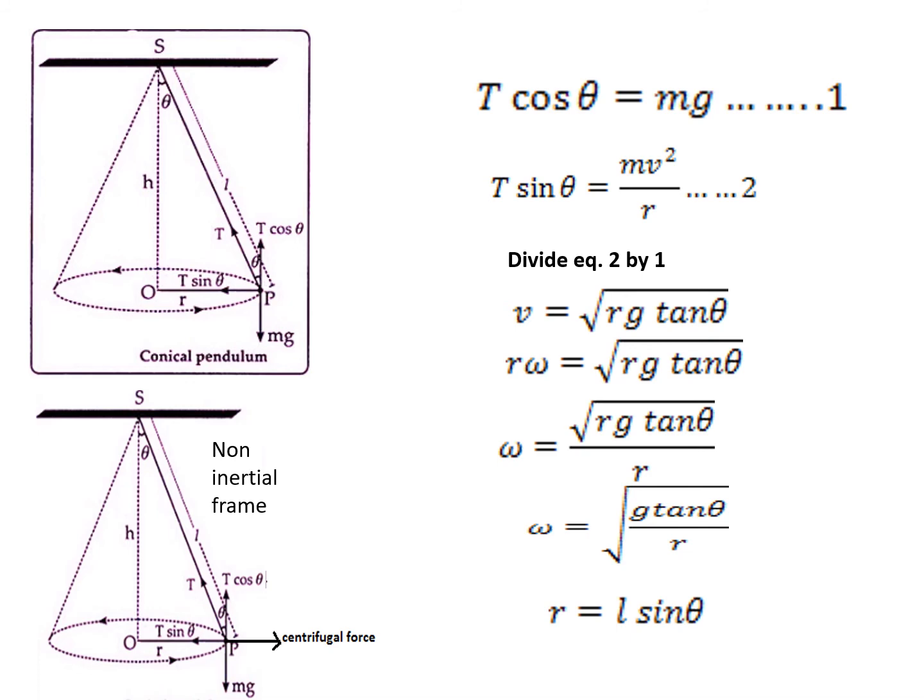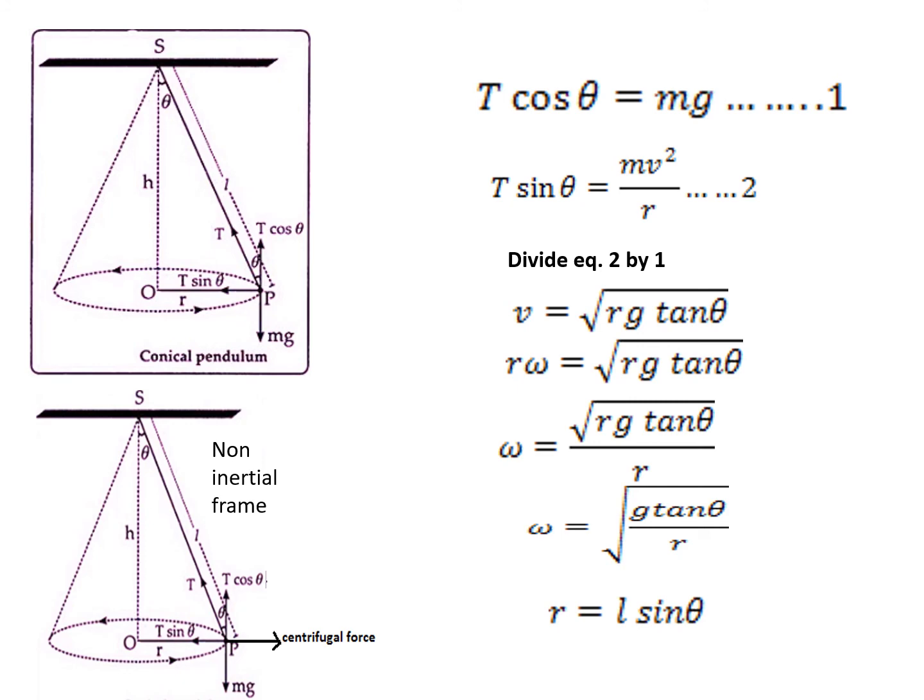The forces acting on the bob are its own weight mg and the tension T of the string. The tension T of the string can be resolved into its components as T cos theta and T sin theta. T cos theta balances the weight of the bob and T sin theta provides the necessary centripetal force. Therefore, T cos theta is equal to mg and T sin theta is equal to mv square upon r. If you divide equation 2 by equation 1, we get v is equal to under root of rg tan theta.